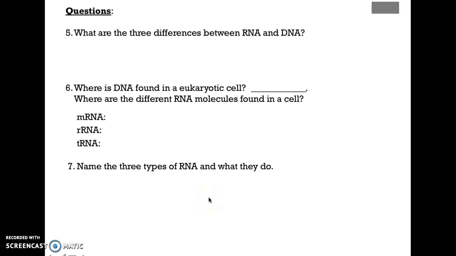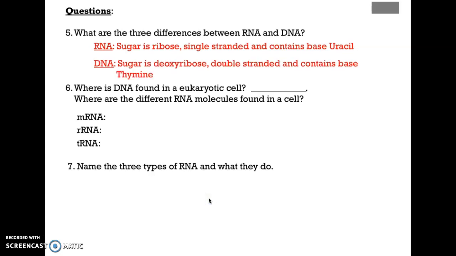Otherwise, the other questions that you had to answer were more open-ended. What are the 3 differences between RNA and DNA? Hopefully you can look back at the video or your notes. One of the differences is the sugar. RNA has the sugar ribose, where DNA has the sugar deoxyribose. RNA is smaller, it's a single strand, where DNA is double-stranded, and then the differences left over are the bases, where uracil replaces thymine that was found in DNA, and uracil is found in RNA.